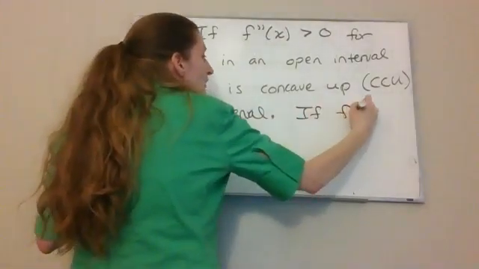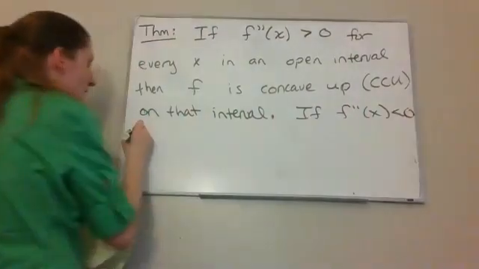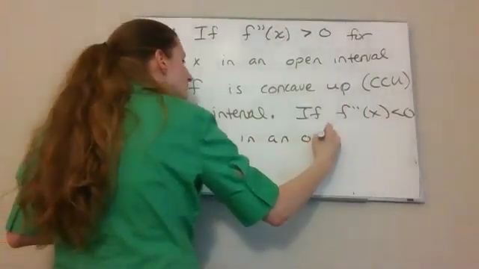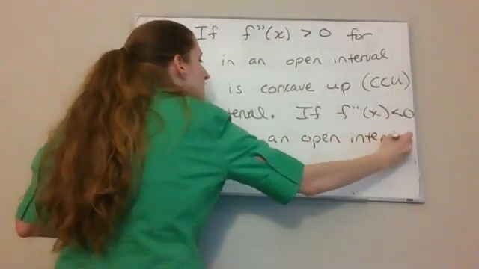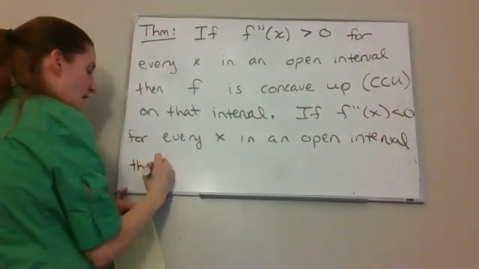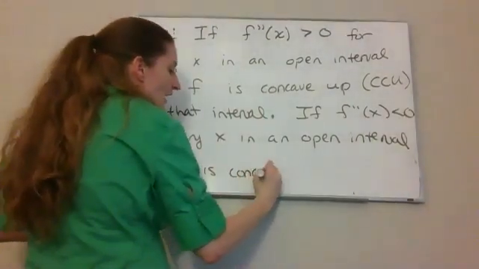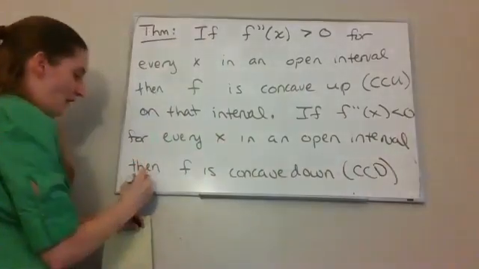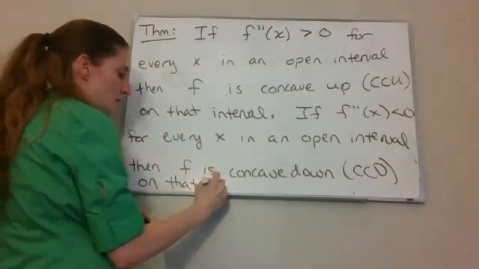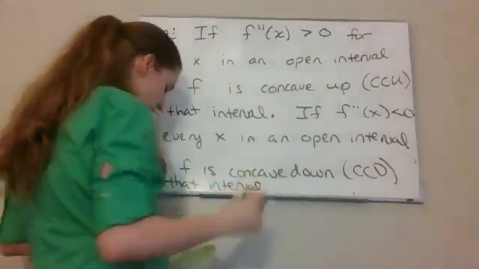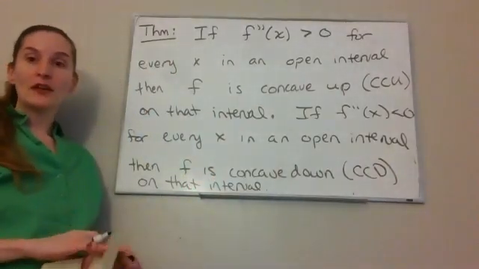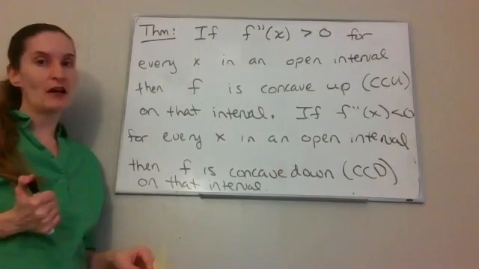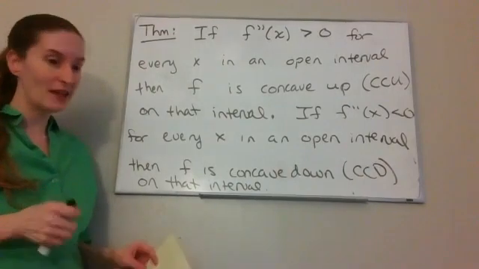And if our second derivative happens to be negative for every x in an open interval, then f is concave down, which I abbreviate as CCD on that interval. So we were able to figure out where the function's increasing or decreasing by looking at the first derivative, and now we'll be able to figure out if it's concave up or concave down by looking at the second derivative.